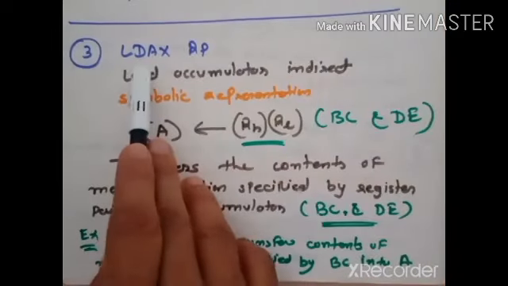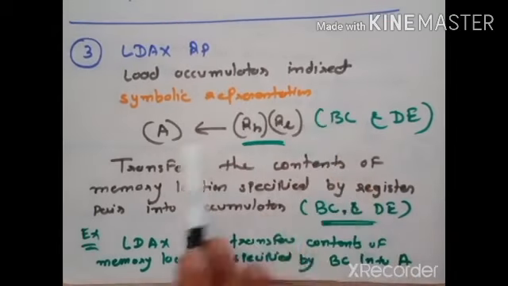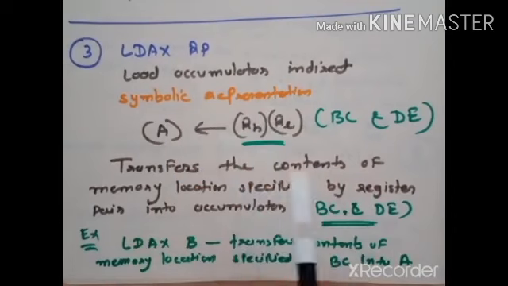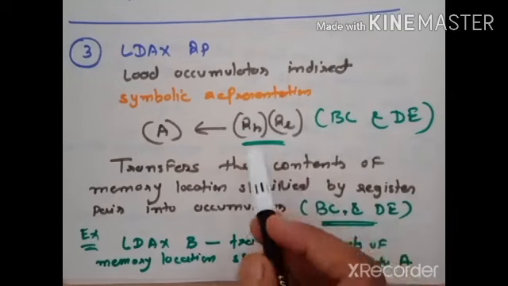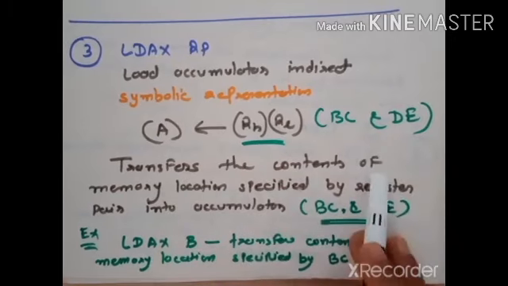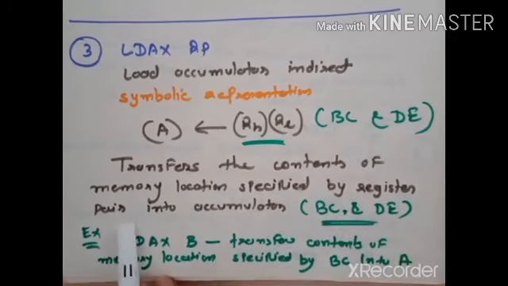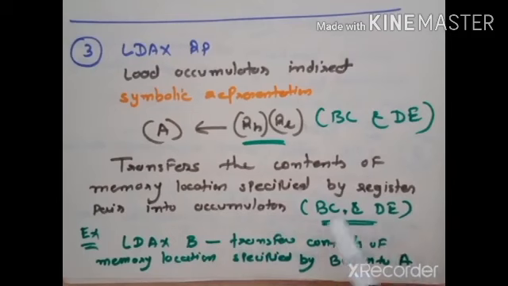Then next instruction is LDAX RP. That means load accumulator indirect. Indirect means the address of this content is stored indirectly in a register, like BC and DE pair. So transfer the content of memory location specified by register pair into accumulator, and specially for that BC and DE pair is used. Then example of this instruction is LDAX B, that means transfer the content of memory location specified by BC pair into accumulator.